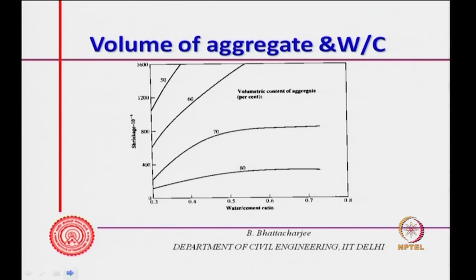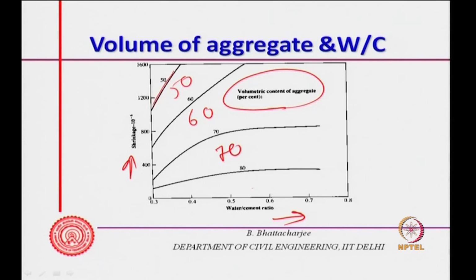Water cement ratio, let us see. We are plotting against water cement ratio, and this is the shrinkage. Now, volumetric content of aggregate percent. This line is for 50% aggregate, this is for 60, this is 70 and this is 80. If you see 80% aggregate, shrinkage will be lower, but as my water cement ratio increases, shrinkage increases.